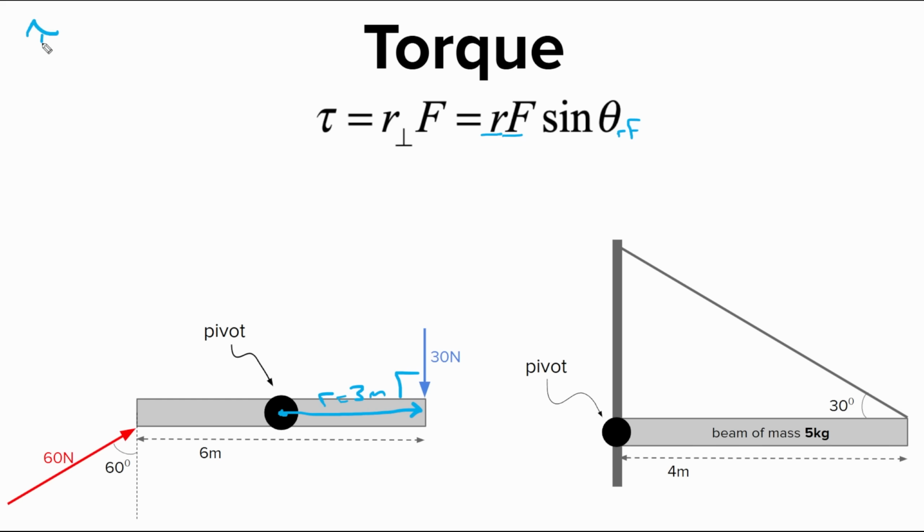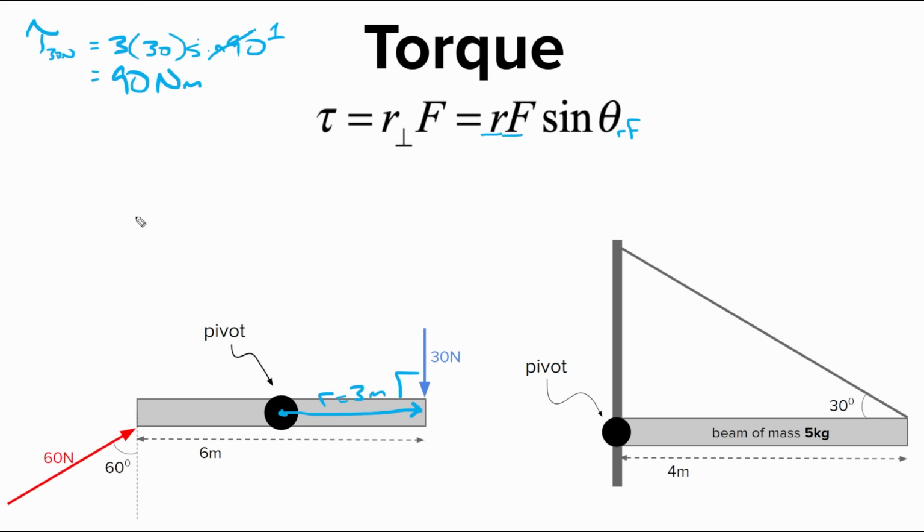So you can figure out the torque from this 30 Newton force is going to be R, which is 3, times F, which is 30, times sine of 90. Sine of 90 is just 1, so that maxes out. If you want to max out your torque, make sure your angle is 90 there. And you get 90 units, which are Newton meters of torque caused by this 30 Newton force.